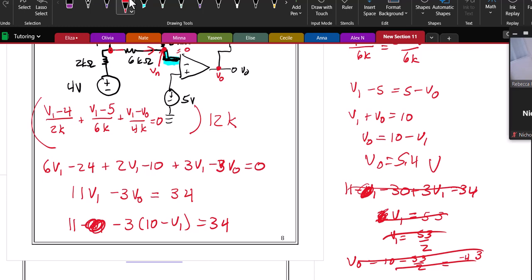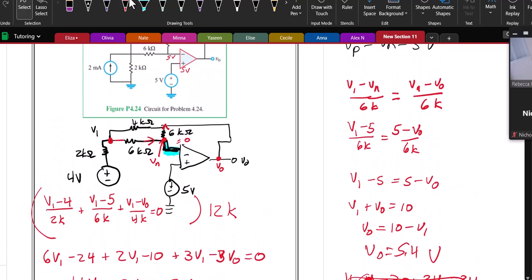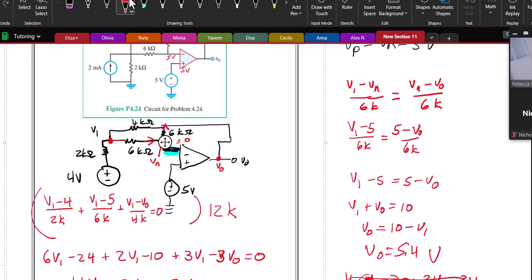So, yeah. How did you know VN was 5? Because VP was 5, and it's an ideal op amp. VP equals VN. Yep.